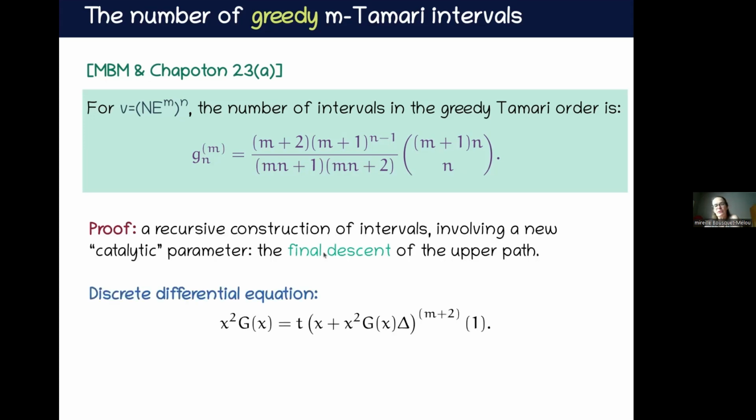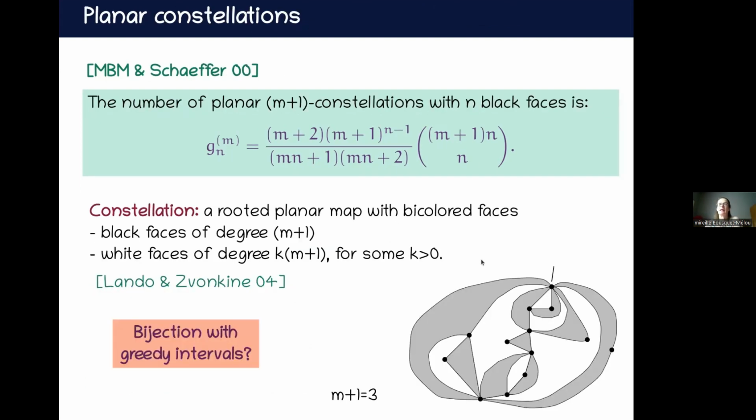And again, our proof is recursive, and you have a catalytic variable, not the same as before, and one of these discrete differential equations that we solve by guess and check. But what's nice here and different from the non-greedy case is that we know what these numbers count in the world of maps. In fact, we proved many years ago with Gilles Schaeffer that they count certain maps called m+1 constellations.